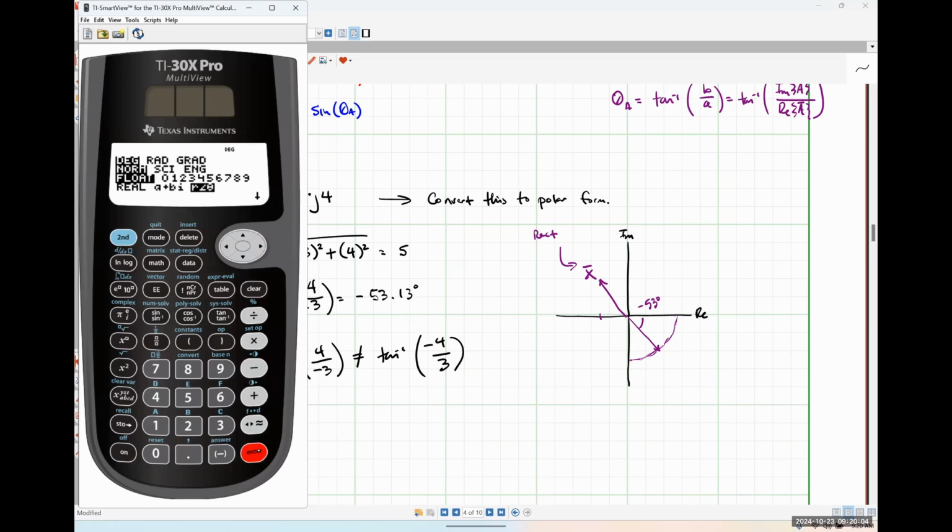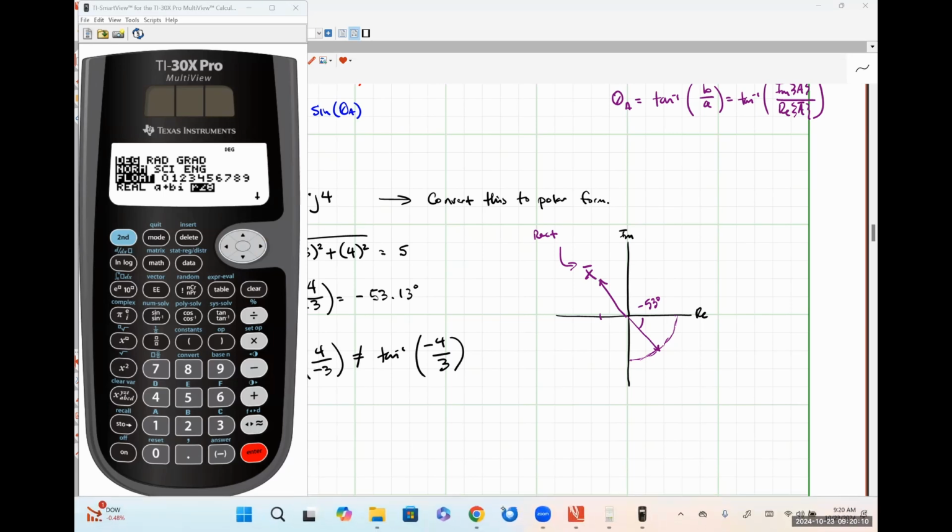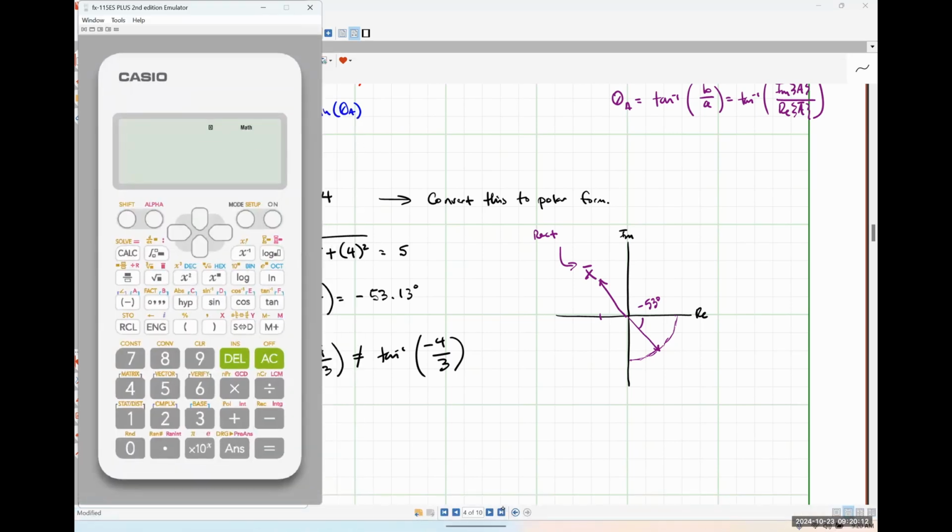All right, so TI folks, you okay? I'm going to transition over to Casio folks now, okay? So this is a Casio 115, which I think many of you have. I also have an emulator for the Casio 991. They are similar, but different enough that I'll show you the ropes here, okay?